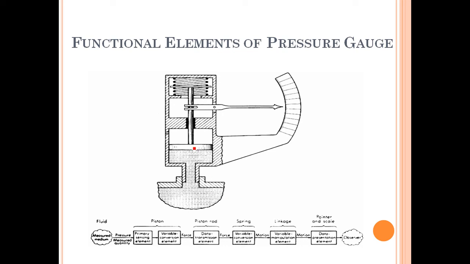Then force is applied from piston rod to spring, which is a variable conversion element. Then motion is produced, which is given to variable manipulation element, that is linkage. And then motion is represented in pointer and scale format. So pointer and scale is a data presentation element that can be easily read out by the observer.